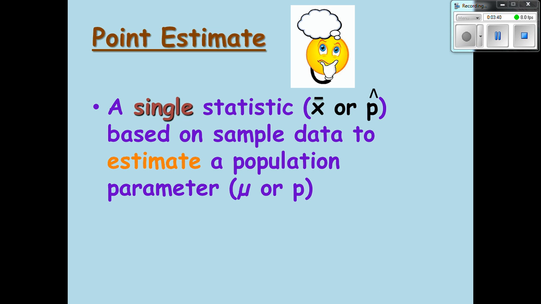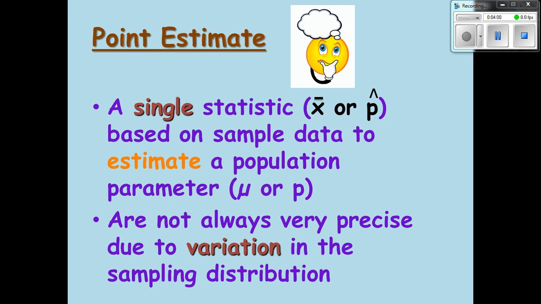Either it'll be an X bar, like we just talked about, or it could be a proportion, like what proportion of the school has over a 3.0, or some sort of proportion. It's based on sample data, right? That's what a statistic is. And it's just used to estimate the population parameter, either mu or p. Again, they're not always going to be very precise. There's variation. I could take a sample of 30 and get a certain X bar. I could take a different random sample of 30 and I probably would get a different X bar. So there's always going to be that variation that we talked about last chapter in the sampling distribution.